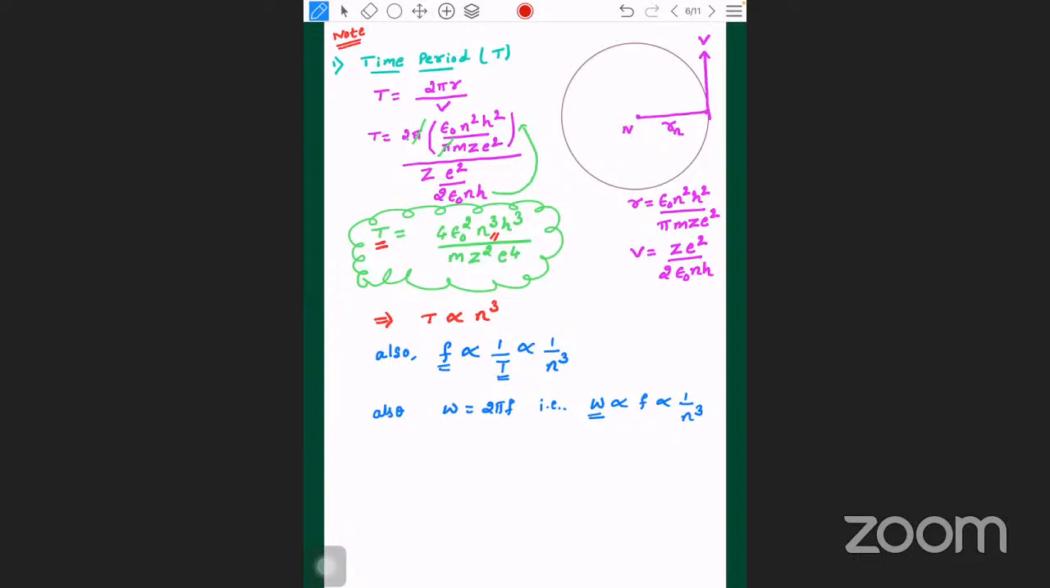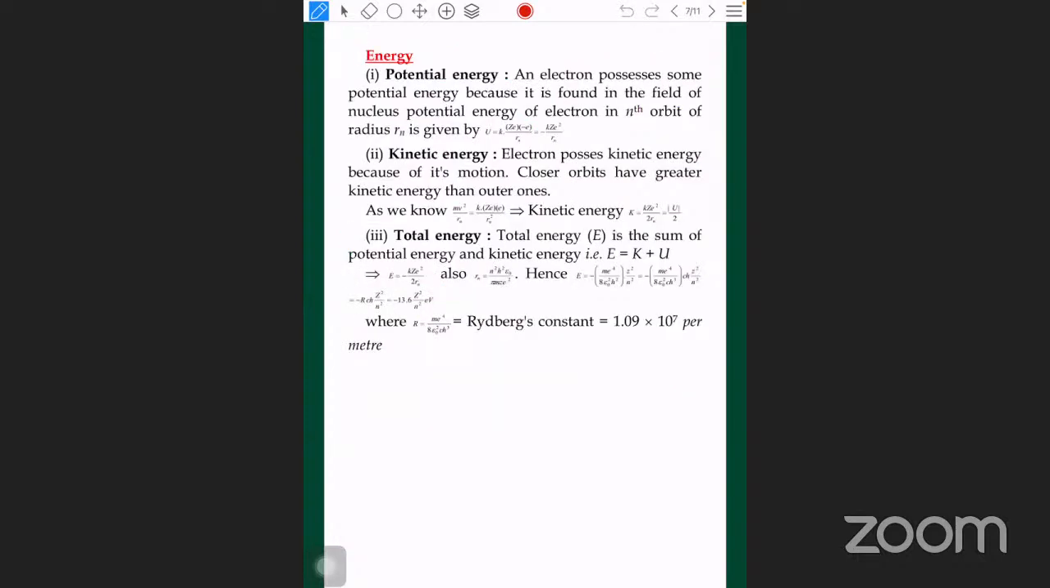Got it? Come to the next very important concept, that is the energy of an electron in the nth orbit. Suppose I consider the nucleus at the center and the electron which is revolving in the nth orbit with velocity v and the radius rn.